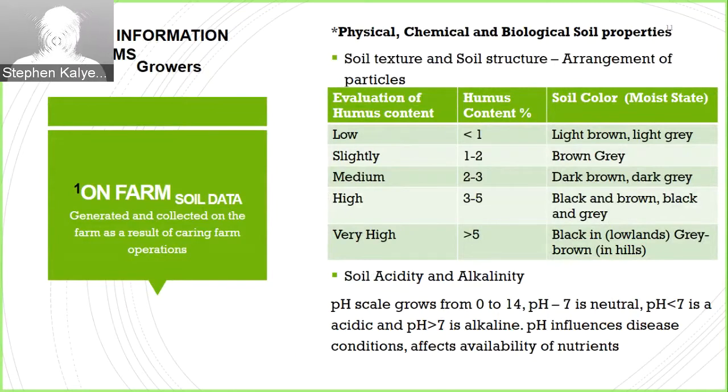It is specific. And pH is really important because it influences disease conditions and affects the availability of nutrients. And this is important for cassava growers.